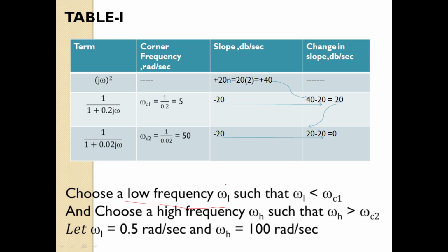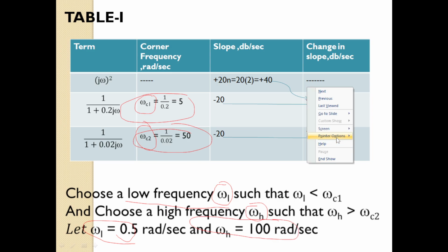So how many frequencies do we have now? Omega L, omega C1, omega C2 and omega H. Total 4 frequencies we have now. Omega L value is 0.5, omega C1 is 5, omega C2 is 50, omega H is 100. So these are all our frequencies.